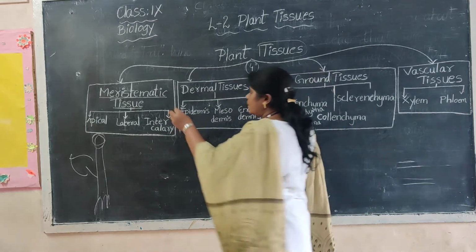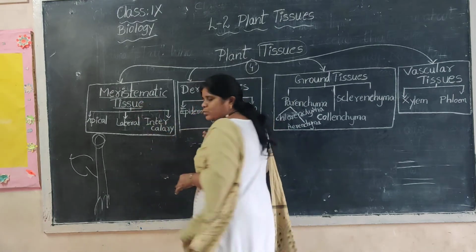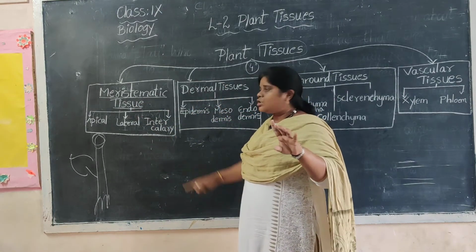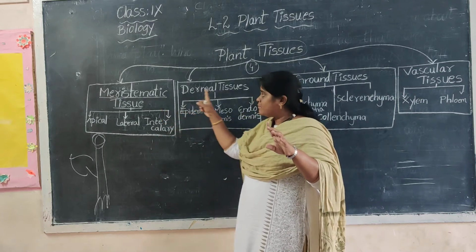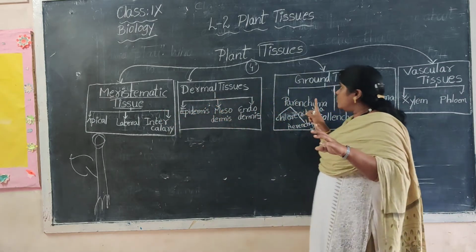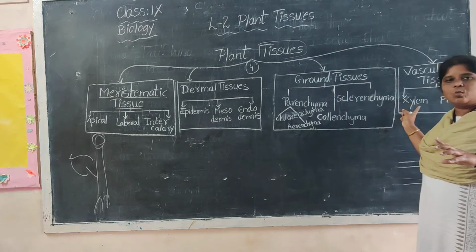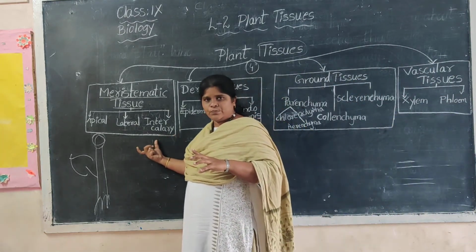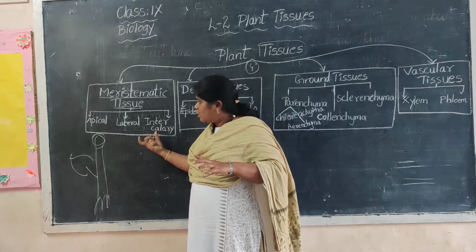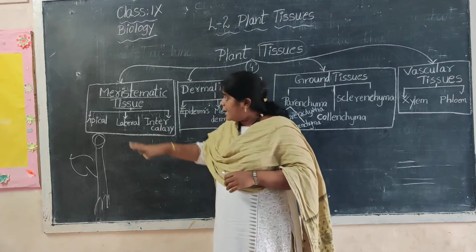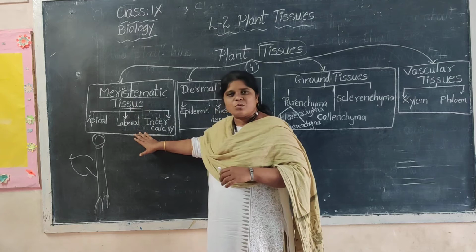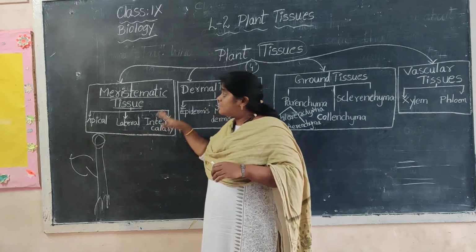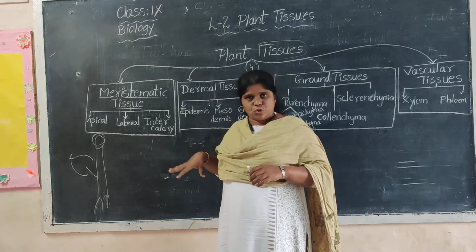plant. Now let us talk about meristematic tissue. I hope you followed. So how many types of tissues are there? 4 types of tissue. First one is meristematic, second one is dermal, third one is ground, and the fourth one is vascular. Now let us talk about meristematic tissue. If you focus on the board properly, this meristematic tissue is divided into 3 parts. 3 different tissues are present even in this meristematic tissue.